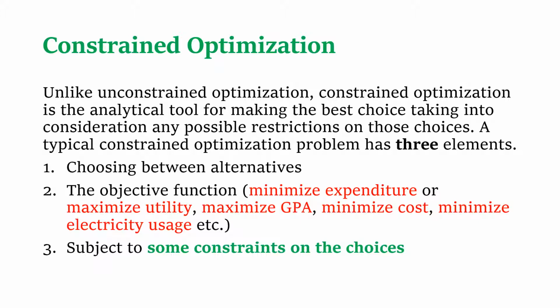So under unconstrained optimization, we only deal with one function, which is what? The objective function. We differentiate that one, and then we obtain the optimal values. But here, we are going to deal with two functions. We have the objective function, and then we have the constraint equation.